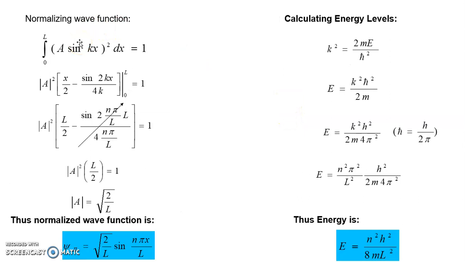So you make the wave function normalized. This is the normalization condition. You will get root 2 by L. Thus the normalized wave function is this equation. Now, calculate the energy. After calculation of this energy, step by step, you will get E is equal to n square h square by 8m L square.